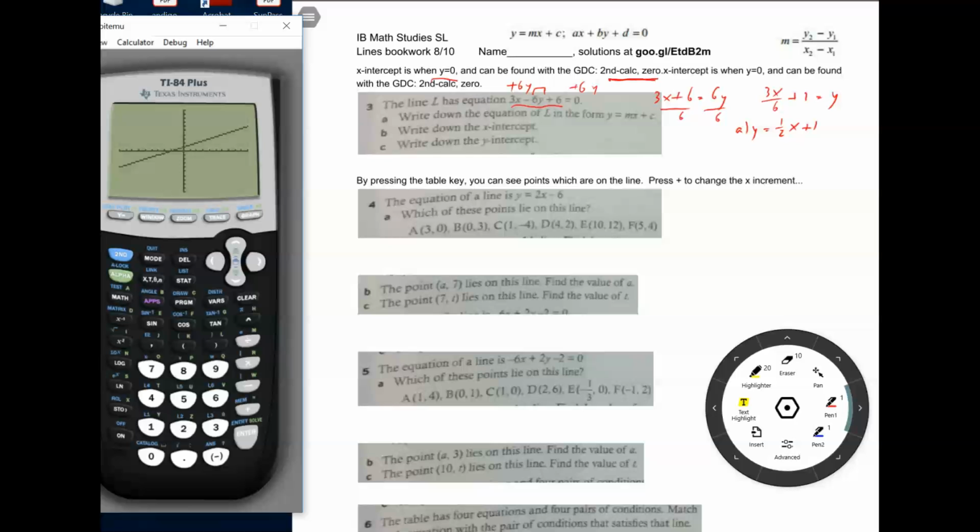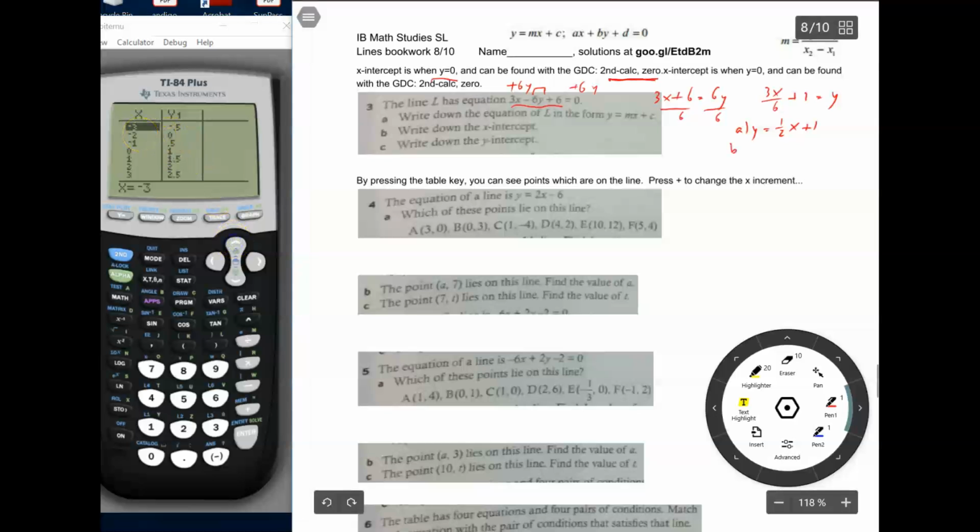Okay, and then to find the x-axis, we just need to do second calc 0 here. We might even be able to see it on second table if we're lucky. There it is. So y is 0, x is -2. So -2, comma 0. Or you could just say -2. Write down the y-intercept. The y-intercept is where the x value is 0, which is 0, 1.